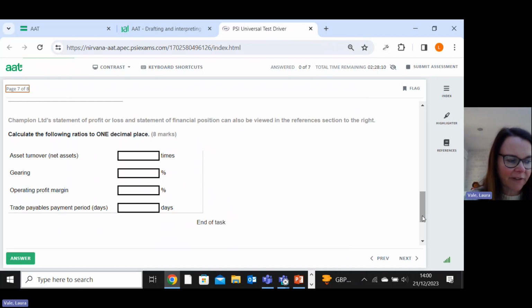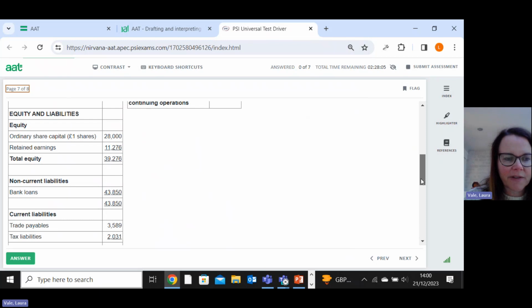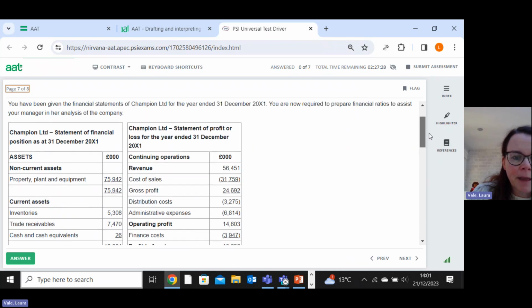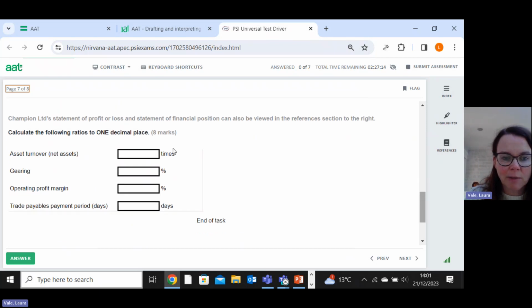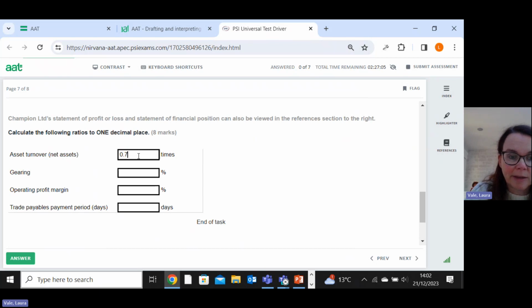So asset turnover for net assets. This is the one that measures how much revenue you're making relative to what's been invested. So I am going to add together my total equity, because that's obviously been invested, add on my bank loans. So that 39,276 plus 43,850 comes to 83,126. So I am then going to say, well, how much revenue did I make? So I'm going to do 56,451 and divide it by that 83,126. There's no times by 100 or anything like that. It's number of times, and they've helped us out with that here. So to one decimal place, I've got 0.679 in my calculator. So to one decimal place, that's 0.7.